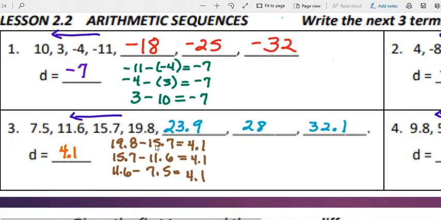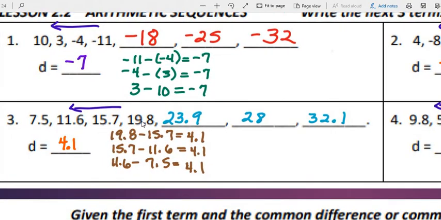So when I look at this one right here, I start at the back, and using my graphing calculator, I'm going to put this in. 19.8 minus 15.7, you get 4.1. Then put in 15.7 minus 11.6, and it gives you 4.1. 11.6 minus 7.5, and it also gives you 4.1. So my common difference right here is 4.1.